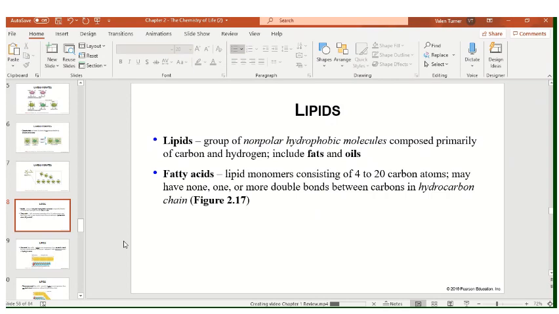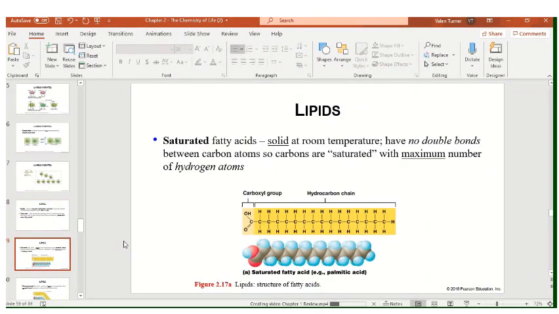Then we do the same thing with lipids. What's the building block? The building block for lipids are fatty acids. Fats are an example of a lipid. Oils are an example of a lipid. The monomer is the fatty acid.